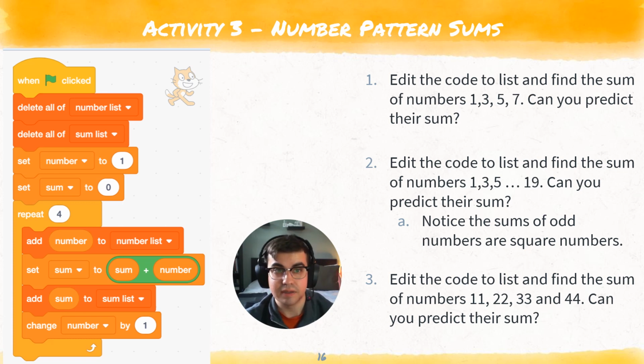Step 3. Edit the code to list and find the sums of numbers 11, 22, 31, and 44. Can you predict their sums?